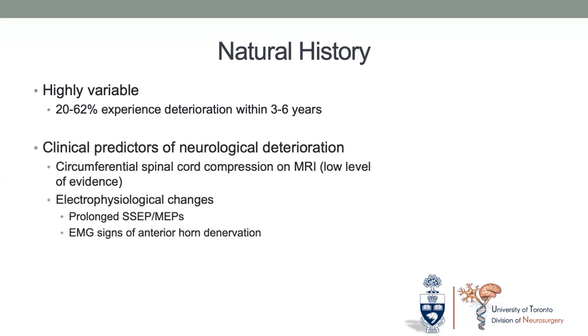This review also identified some clinical predictors, including circumferential compression on MRI scan as being associated with deterioration. Other factors such as duration of symptoms, female sex, and increased neck range of motion were also identified, but the systematic review did not find sufficient evidence to support prognostic utility for these.